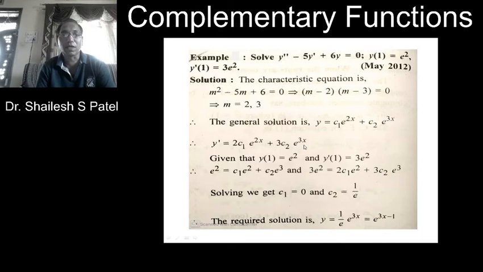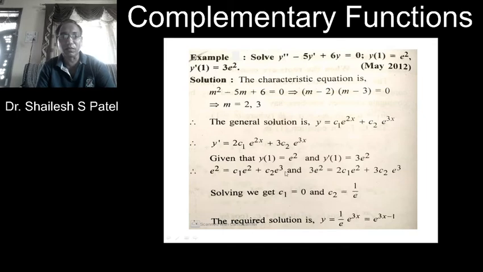Now we will use the first condition, that means y(1) equal to e square, that means here x equal to 1 and y equal to e square. If we use this condition, we can have this equation. We have not obtained the value of c1 or c2 directly, so we will consider this as the first equation. Then the second condition, we will use y dash(1). In the derivative y dash we will put x equal to 1 and y dash equal to 3 e square. So hence we can get this kind of equation.